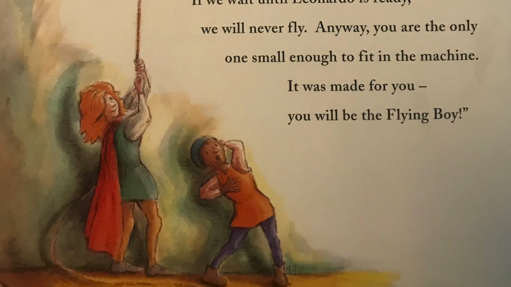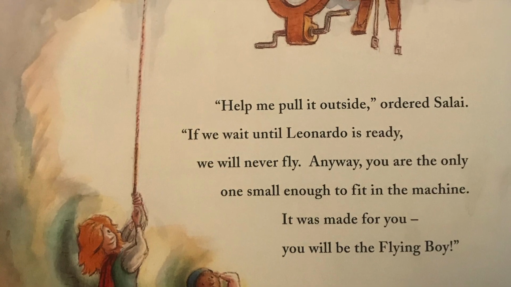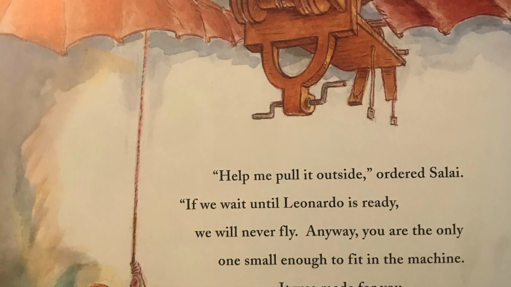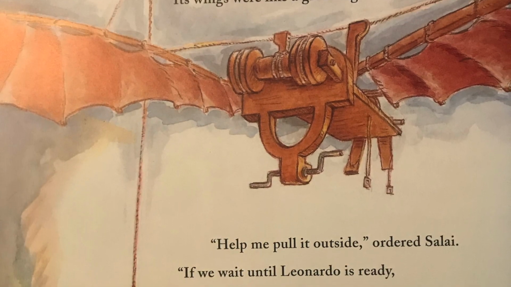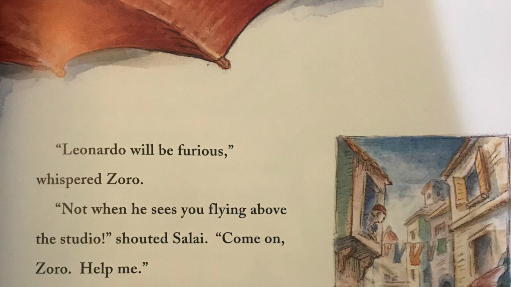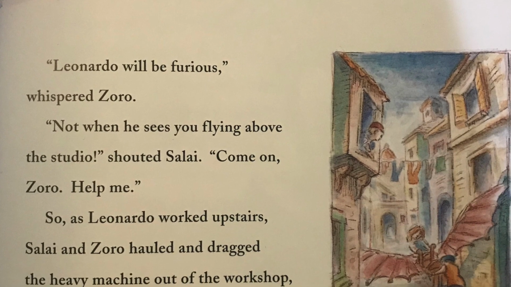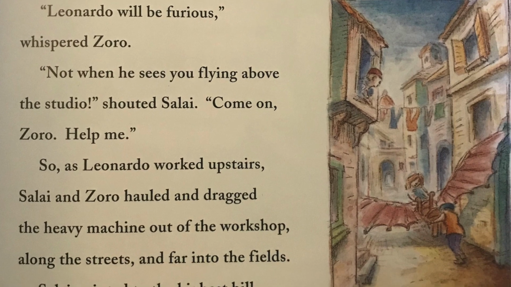Zorro couldn't believe his eyes. An extraordinary machine filled the room. Its wings were like a great eagle's. "Help me pull it outside," ordered Soleil. "If we wait until Leonardo is ready, we will never fly. Anyway, you are the only one small enough to fit in the machine. It was made for you. You will be the flying boy." "Leonardo will be furious," whispered Zorro. "Not when he sees you flying above the studio," shouted Soleil. "Come on, Zorro, help me."